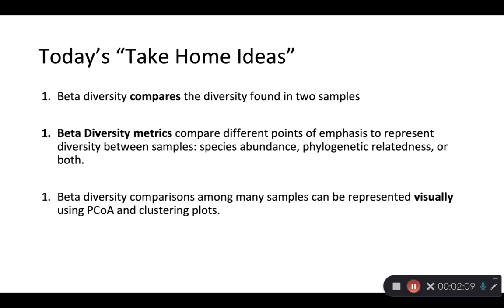So this is pretty similar to the alpha diversity metrics that we talked about last time. There's a parallel to beta diversity metrics. And then lastly, for beta diversity comparisons among many different samples, we can represent those visually using PCOA and clustering plots, which is a way to visually see how different samples are from each other.